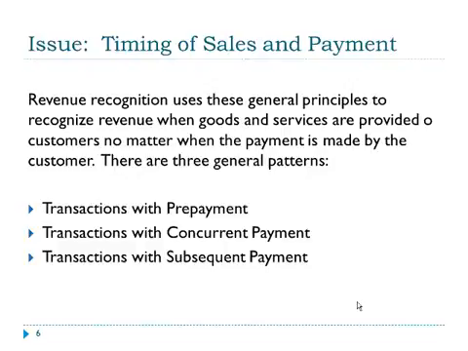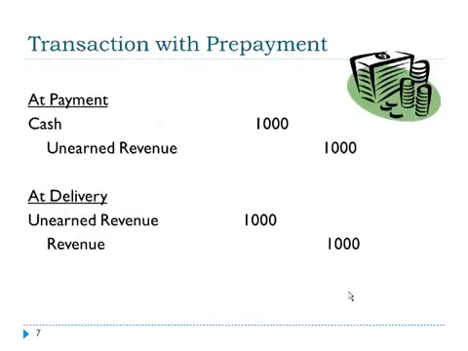These are the 3 general patterns. First, there could be a prepayment. There could be concurrent payment, or there could be subsequent payment. Let's take a look at these transactions.